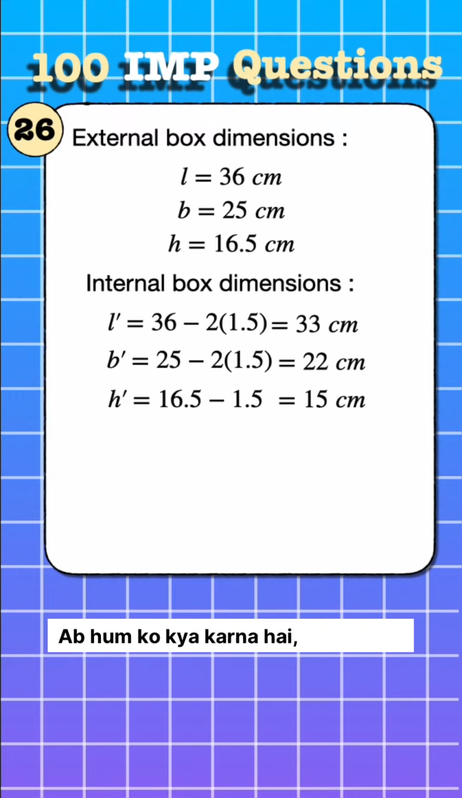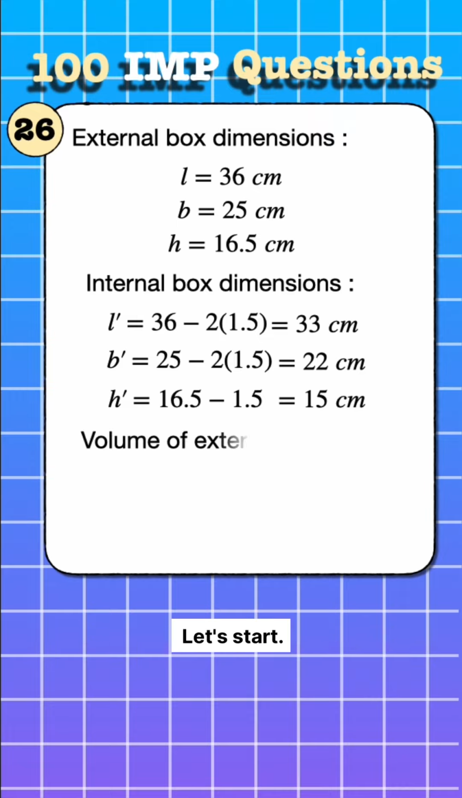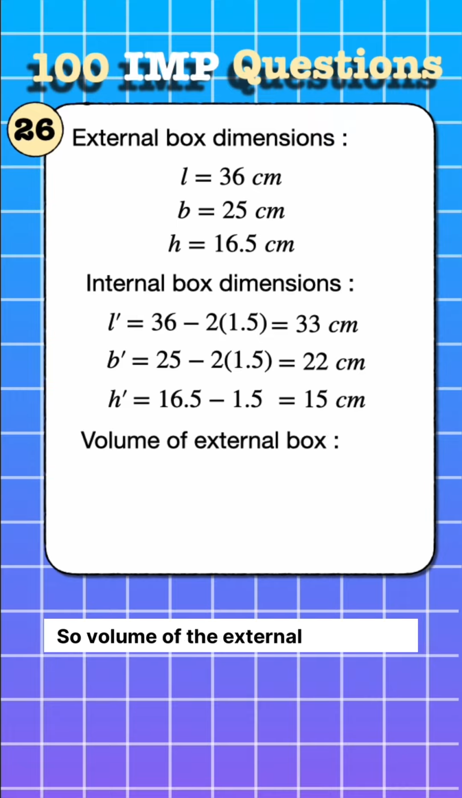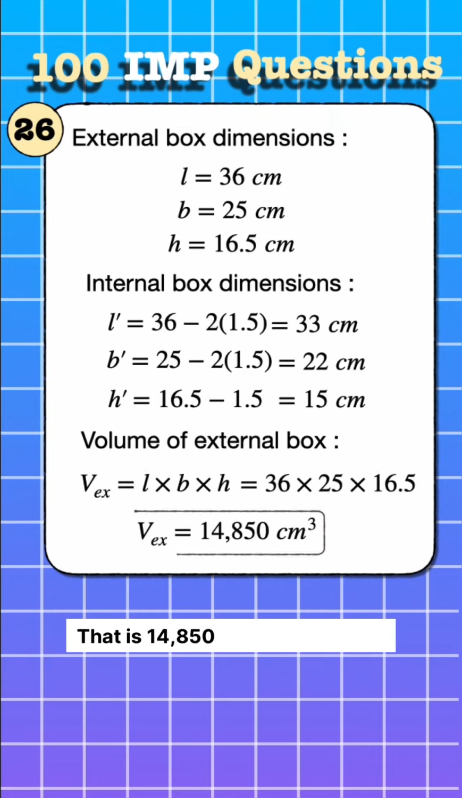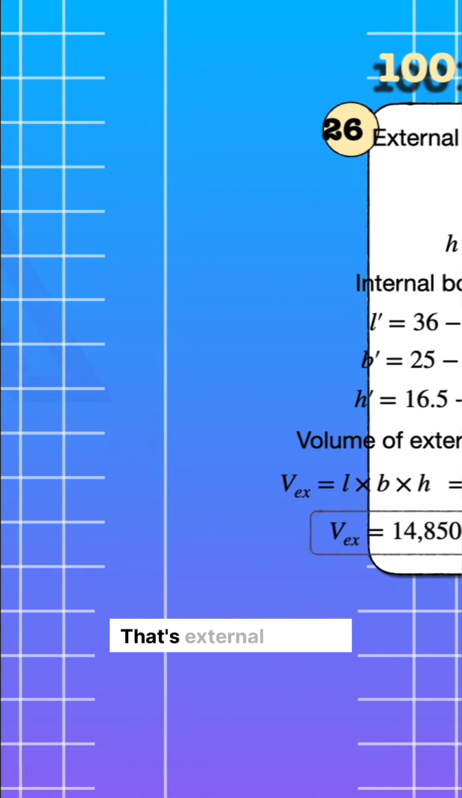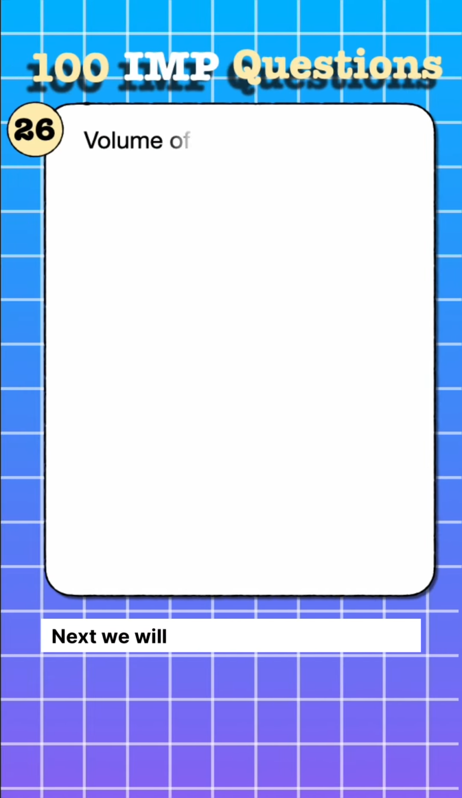अब हमको क्या करना है? We have to calculate the volume of this thickness. So volume of this thickness we can calculate by calculating first the external volume minus internal volume. Let's start. So volume of the external box will be L into B into H, 36 into 25 into 16.5. That is 14,850 cubic centimeter. That's external volume. Next we'll calculate internal volume.